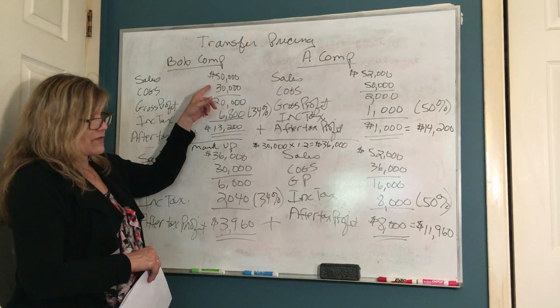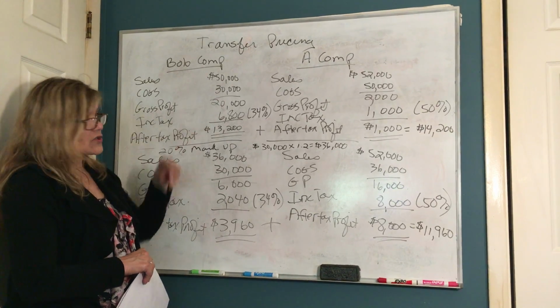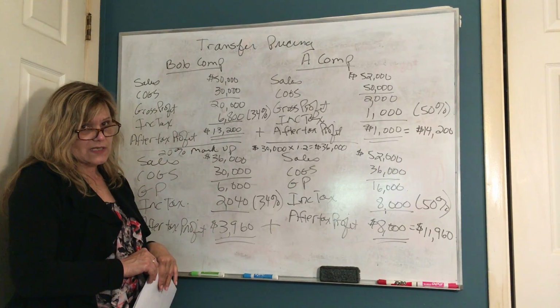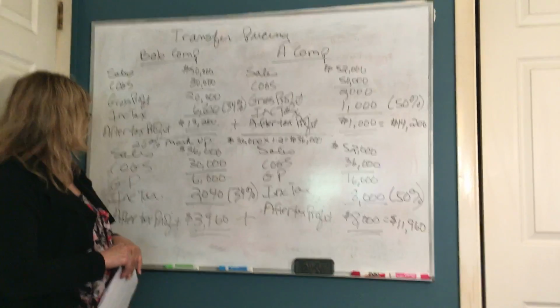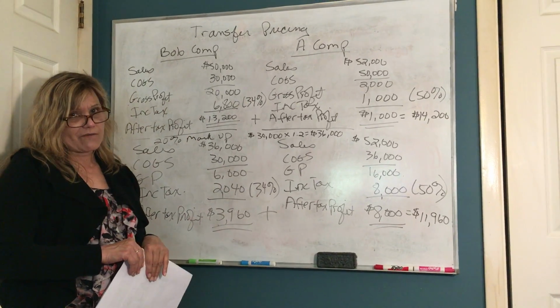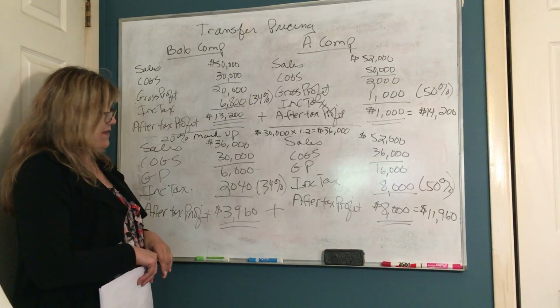So Bob's sales are $50,000. That's what A company's paying for it. Cost of goods sold is $30,000. They told us in the example that Bob Company's cost is $30,000. That means there's a gross profit of $20,000. $50,000 minus $30,000 is $20,000.